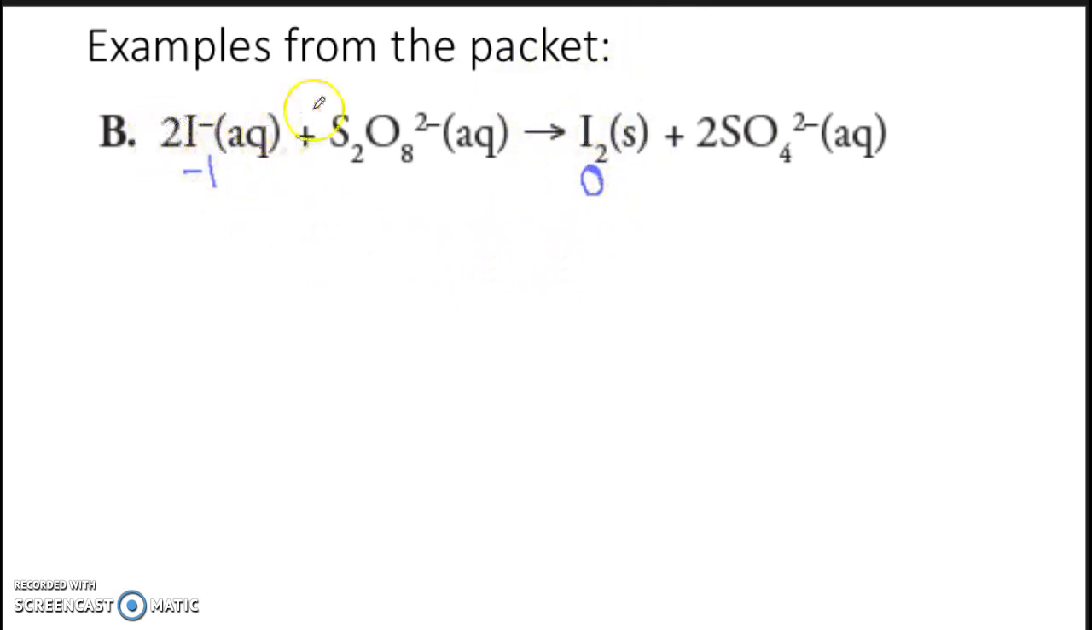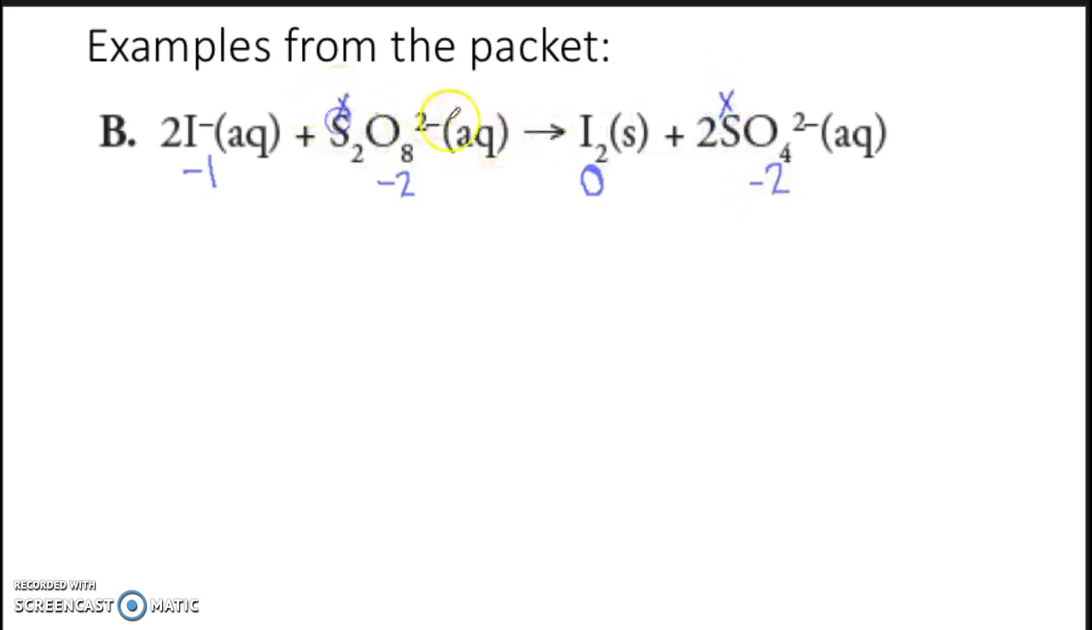Going through, do I have any group 1 or 2 metals or aluminum? No, I do not. So next comes oxygen. I have oxygen here at the oxidation state of -2, and I have oxygen here with the oxidation state of -2. So that means I don't know what sulfur is.